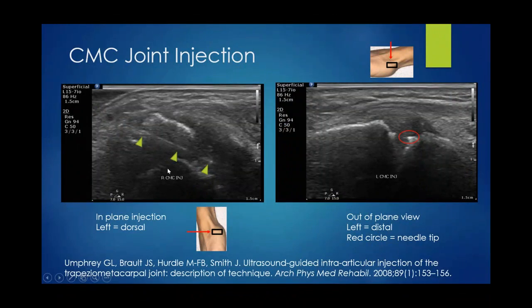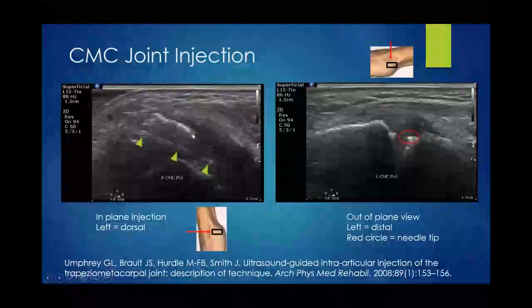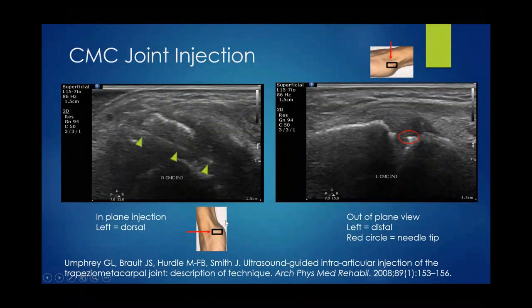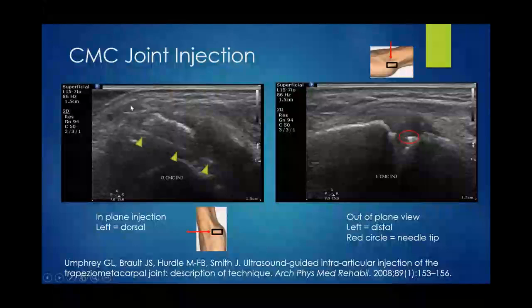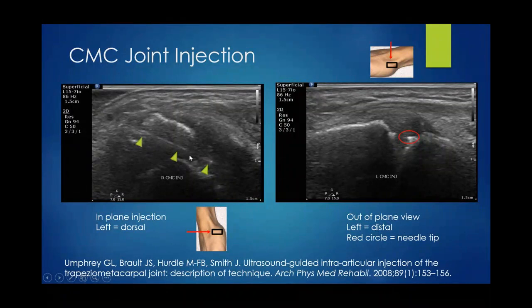The left image here is out of plane injection relative to the joint, but in plane with the transducer. This picture down here shows the location of the transducer. The red arrow would signify the direction of the needle moving from a dorsal to volar direction. Again, using a gel standoff window, the needle is brought in through the gel, into the skin, and then down into the joint. Once the tip is located within the joint, the injection or aspiration can occur.